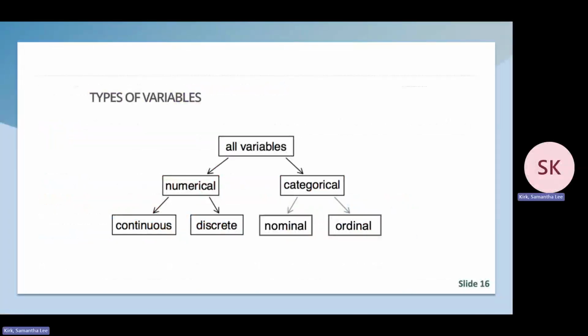Okay, and again, here's just a chart of all the types of variables. All variables can be classified into numerical or categorical. If you have a numerical variable, it's either continuous or discrete. And if you have a categorical variable, it's either nominal or ordinal.